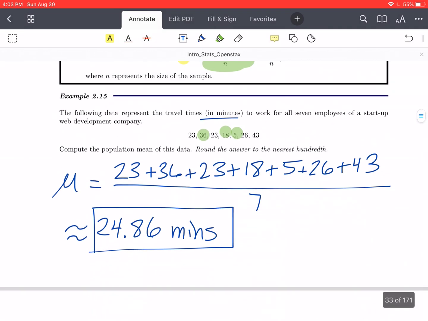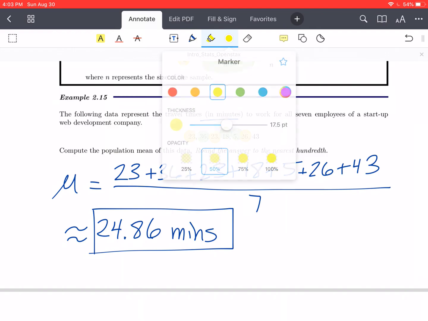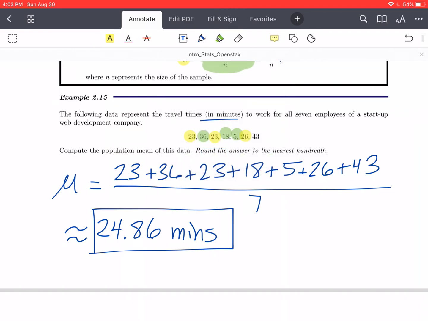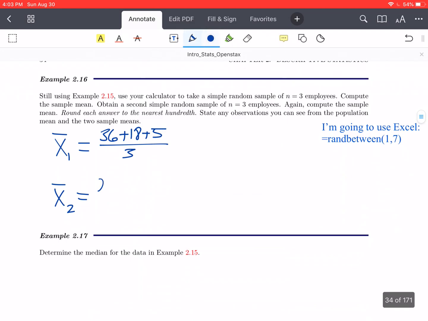So that means first person, third person, and sixth person. So that's going to be 1, 3, and 6. There could have been some overlap, and that would be fine, okay? Because there can be some give and take there. But just wanted to see some different values in there. So 23, 23, and 26 over 3.